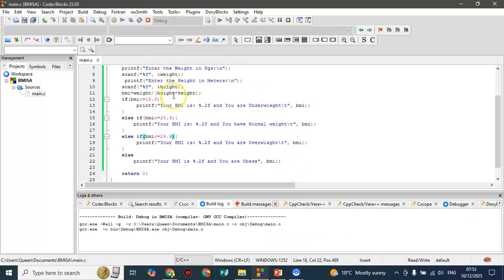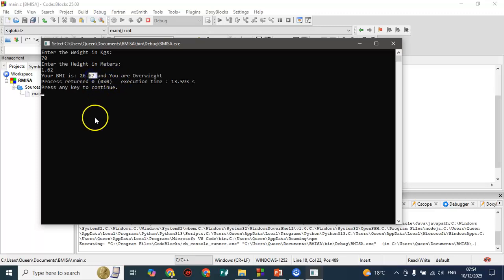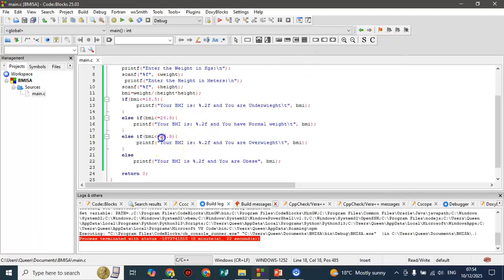Let's try to see whether the 0.2 is now working. Let's say you are 70 kgs and your height is around 1.62, and you can see your BMI is 26 and you are overweight. You can see this one now, it's enhanced. So that is how you enhance your points. If you want to enhance the points, that is how you do it, by doing 0.2f. So basically that is how you develop a BMI calculator that has the ability to make a decision.